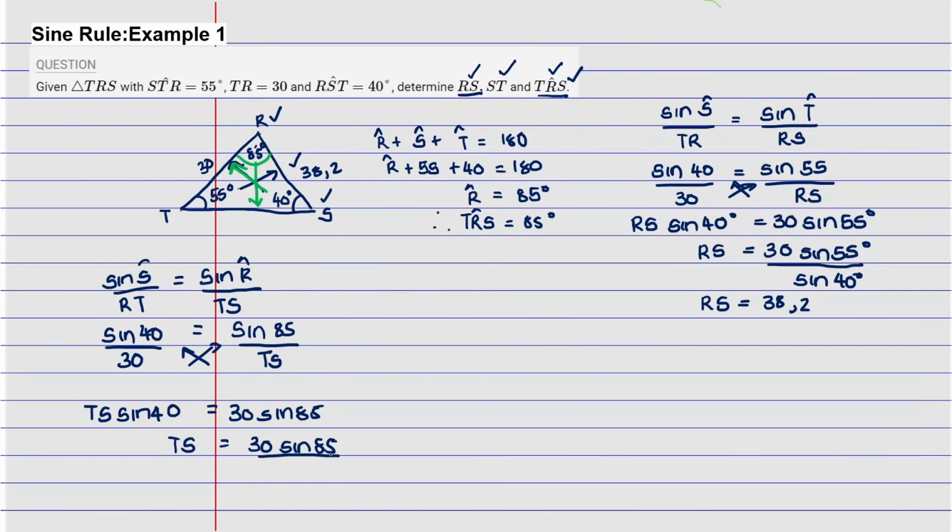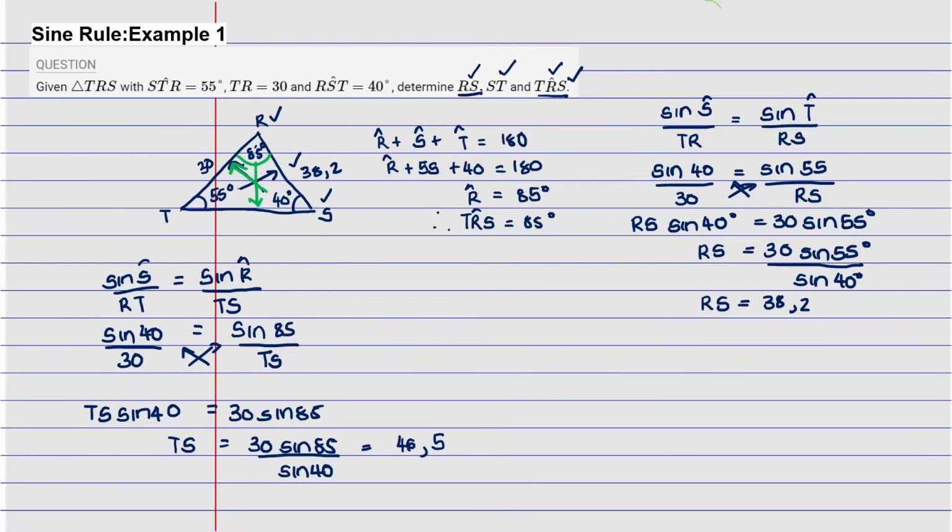And this whole thing is going to be divided by what? It's going to be divided by sine 40, right? Punch that into the calculator. You're going to get the fact that T is basically equals to 46.5. Right? So that's how you would do it.